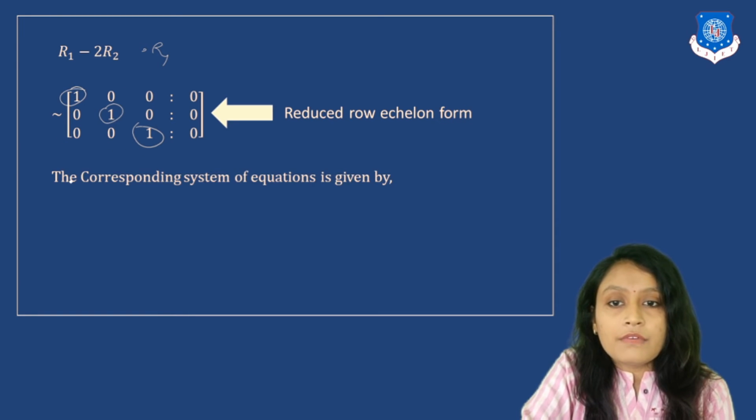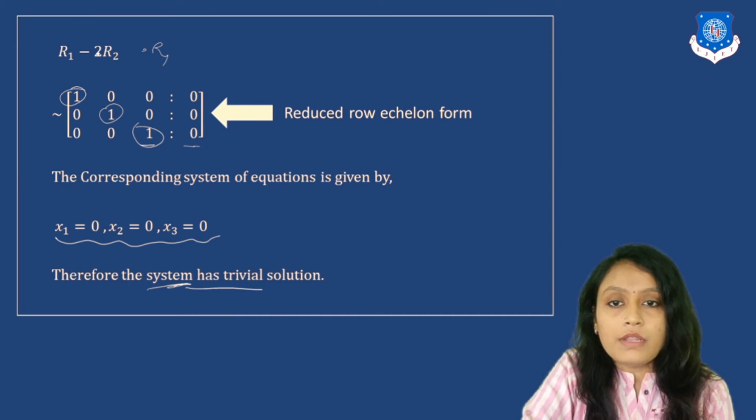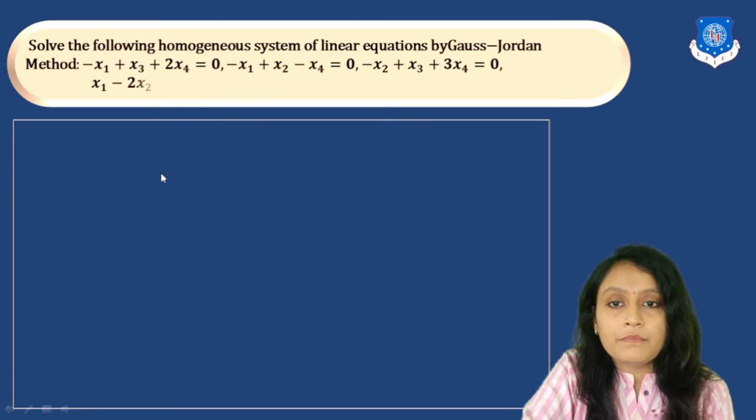Okay, now we will write the corresponding system of equations. So from the first row we will get x1 is equal to 0. From the second you will get x2 is equal to 0, and from the third row you will get x3 is equal to 0. Okay, so here we have all the answers as 0. So this system has a trivial solution. Now let's begin with the next example.